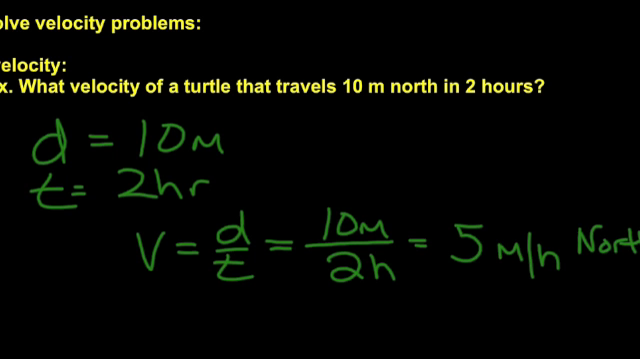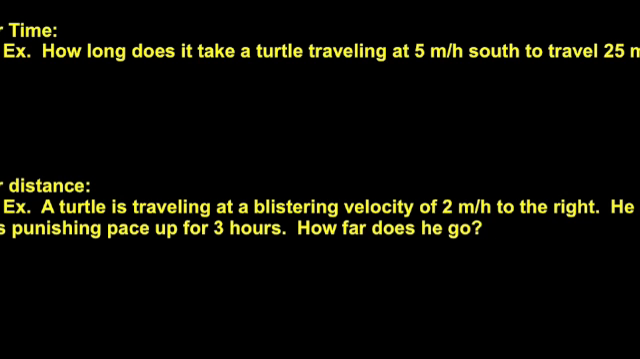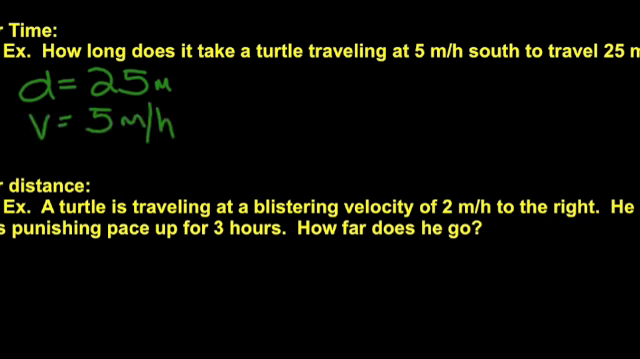Okay, let's try another problem. How long does it take a turtle traveling 5 meters per hour south to travel 25 meters? So again, we're going to write down what we know. The distance is 25 meters. The velocity is 5 meters per hour south.